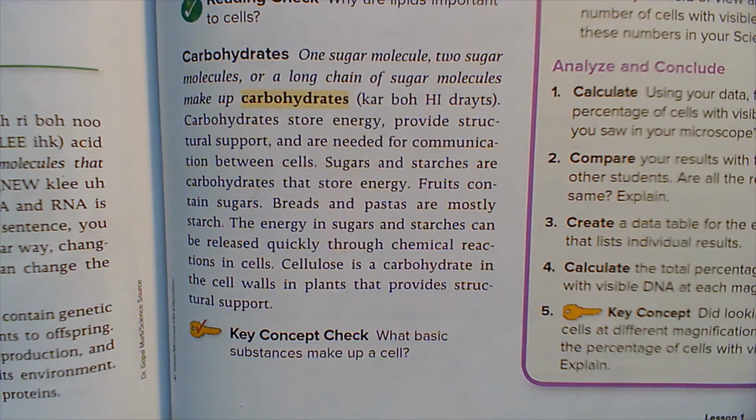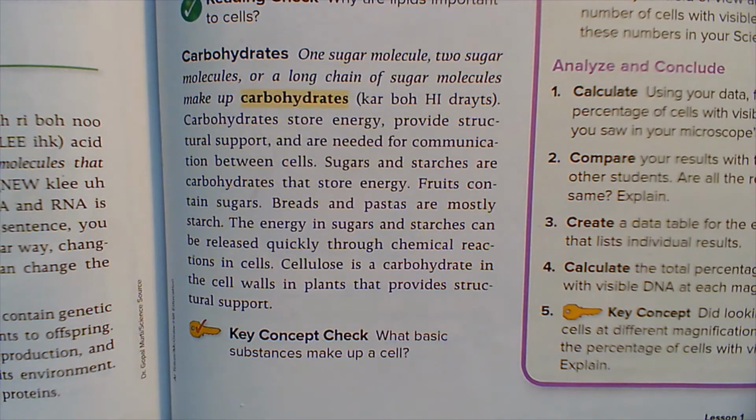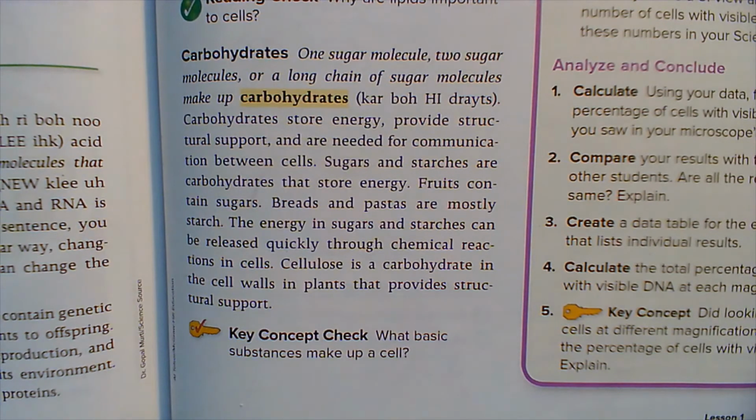Fruits contain sugars. Breads and pastas are mostly starch. The energy in sugars and starches can be released quickly through chemical reactions in cells. Cellulose is a carbohydrate in the cell wall in plants that provides structural support.